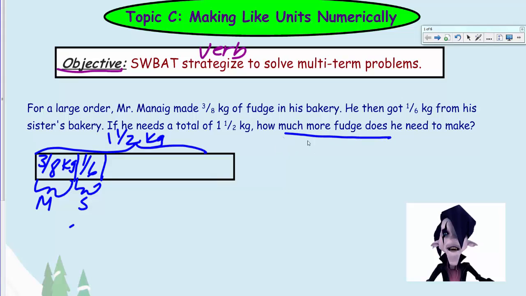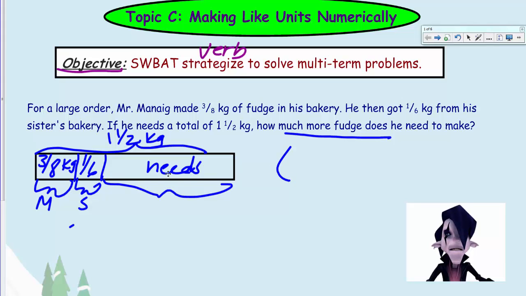That much more should let us know right away we're comparing, which usually means we're subtracting. This is going to be how much more he needs. My little pen is not working all that well here. I apologize for that. So let's go ahead and look at it, and then we'll think of it this way.